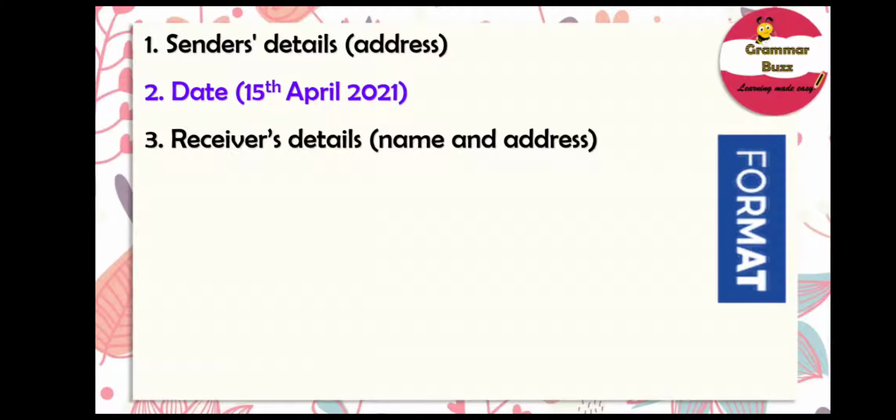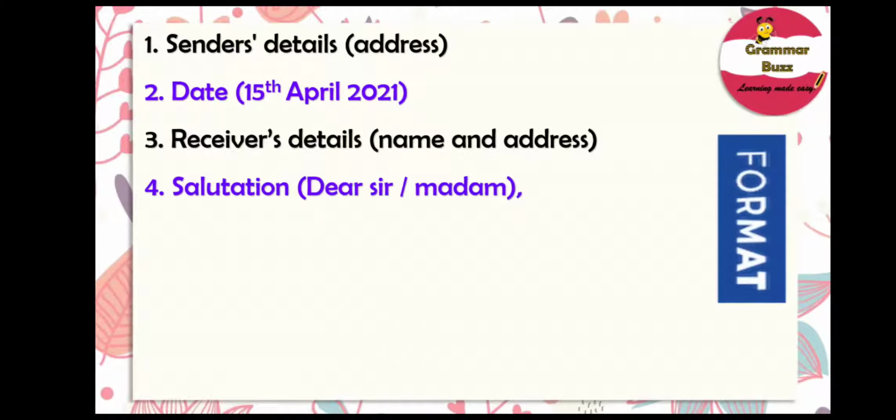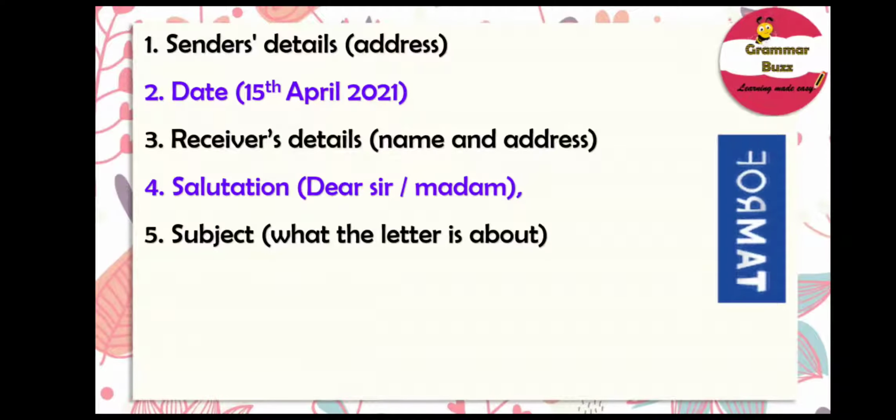Fourth, we have the salutation. Well, you might ask, what is a salutation? To put it simply, a salutation is a way of addressing the person to whom we are writing the letter. Or in other words, it can be called the courteous greeting. Generally, we use dear followed by the name of the person. If the name is unknown, we use dear sir or dear madam followed by a comma. Fifth is the subject. The subject usually mentions what the letter is about, so that the reader immediately knows what is the main content of the letter.